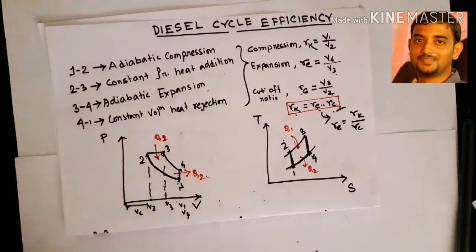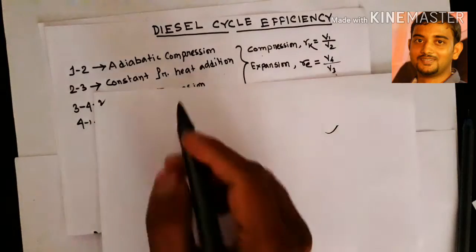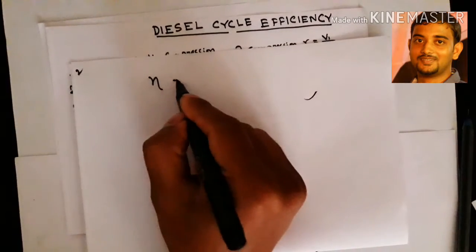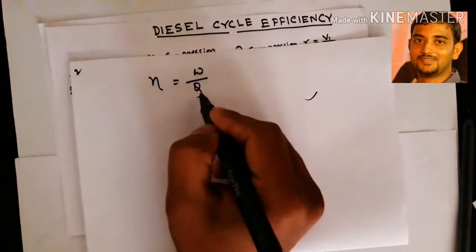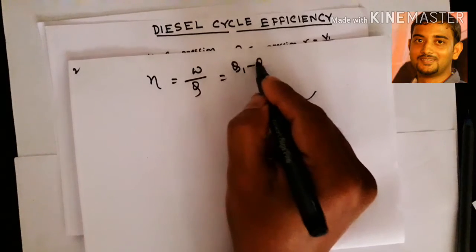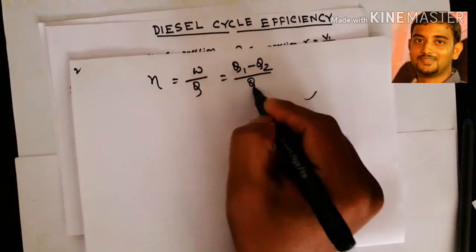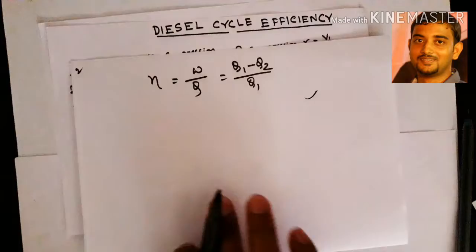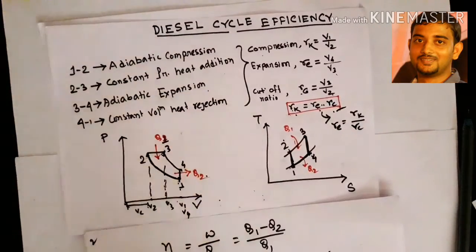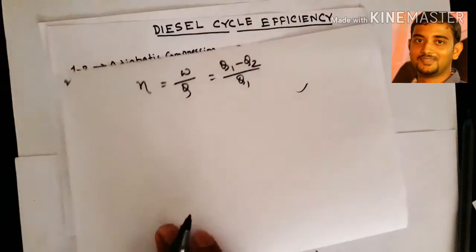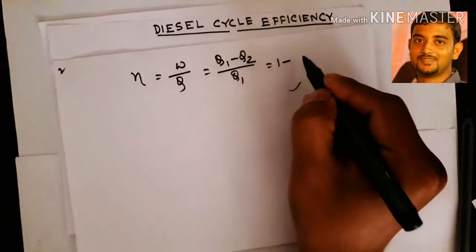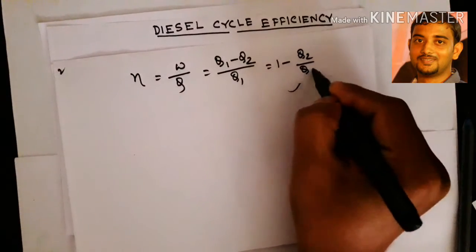we know what efficiency is, my dear friend. Efficiency means what? Work done by heat supplied. So here work done is heat supplied minus heat rejected, divided by heat supplied. Here we are supplying, suppose, Q1 amount of heat. This one is Q1, this one is Q2, suppose. So we can write it in that way also: 1 minus Q2 by Q1.